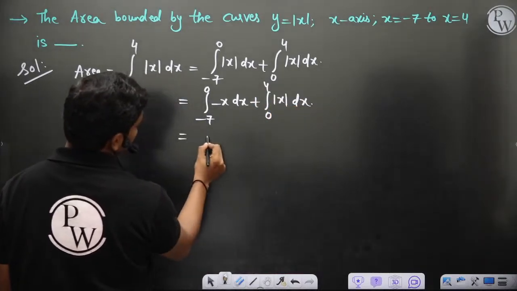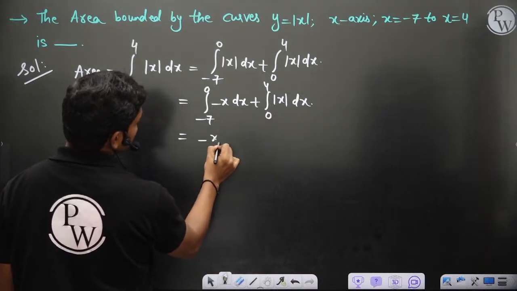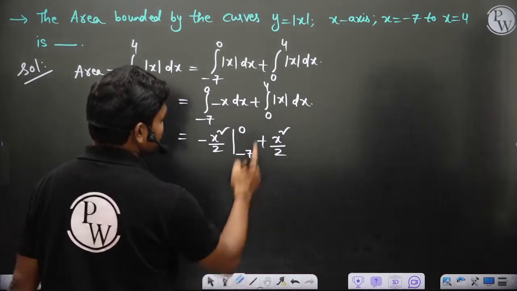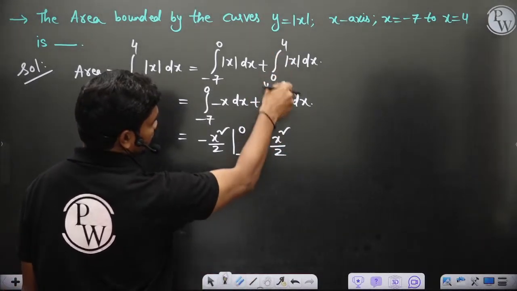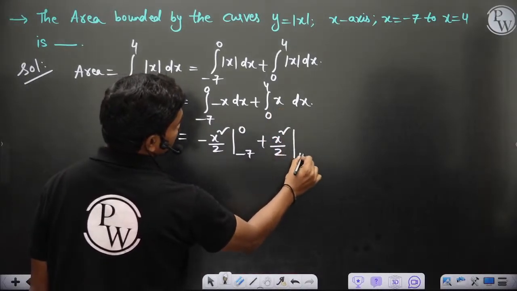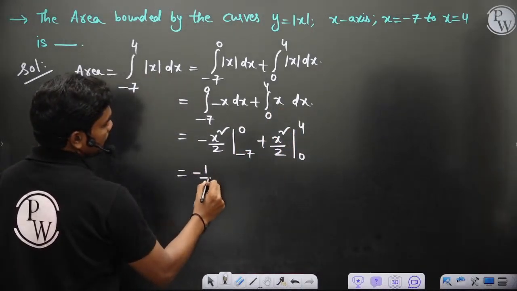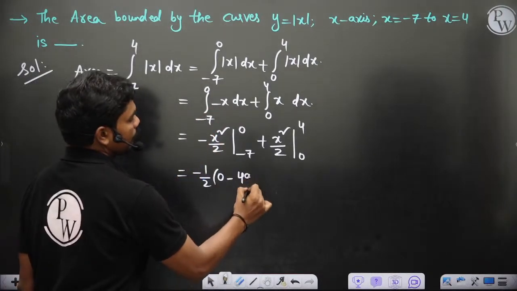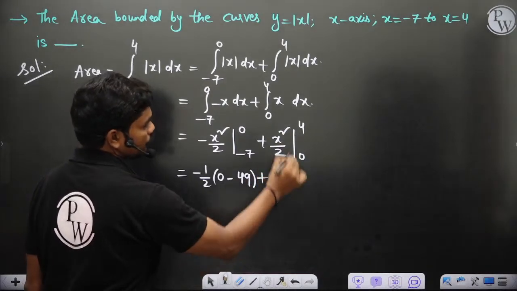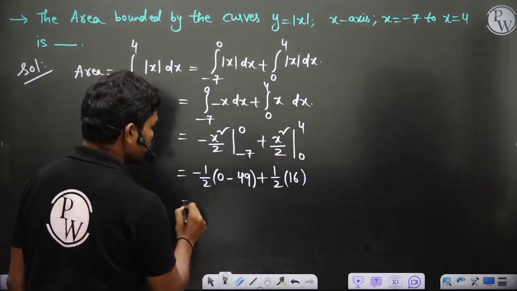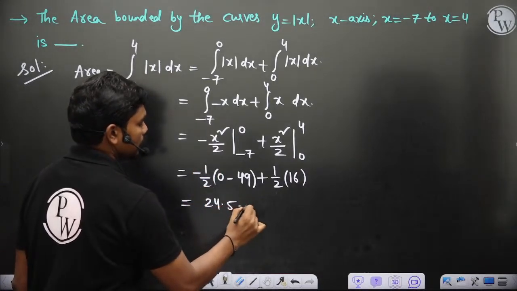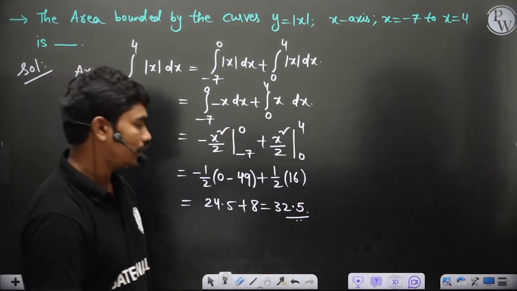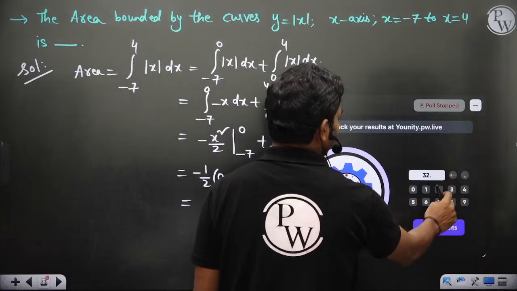If you integrate this, you get minus x square by 2 within the limits -7 to 0, plus x square by 2, because from 0 to 4 mod x is just x, since x is positive. So the integration of x is x square by 2 within the limits 0 to 4. If you simplify this, you get -1 by 2 into 0 square, which is 0, minus -7 square, which is 49, plus 1 by 2 times 4 square, 16, minus 0. So minus of minus 49 by 2, that is 24.5, plus 8, which is 32.5, of course. So that's the correct answer, 32.5. So 32.5 is the actual answer.